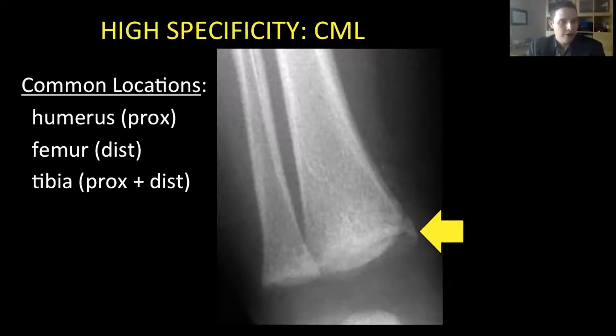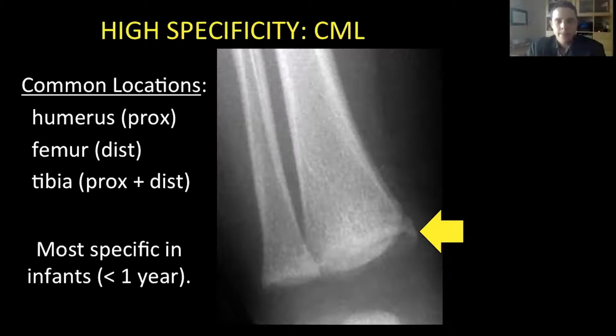The common locations are going to be in the long bones, and particularly the proximal humerus, distal femur, and both proximal and distal tibia. It's going to be the most helpful and the most specific finding, particularly in infants who are less than 1 year of age.